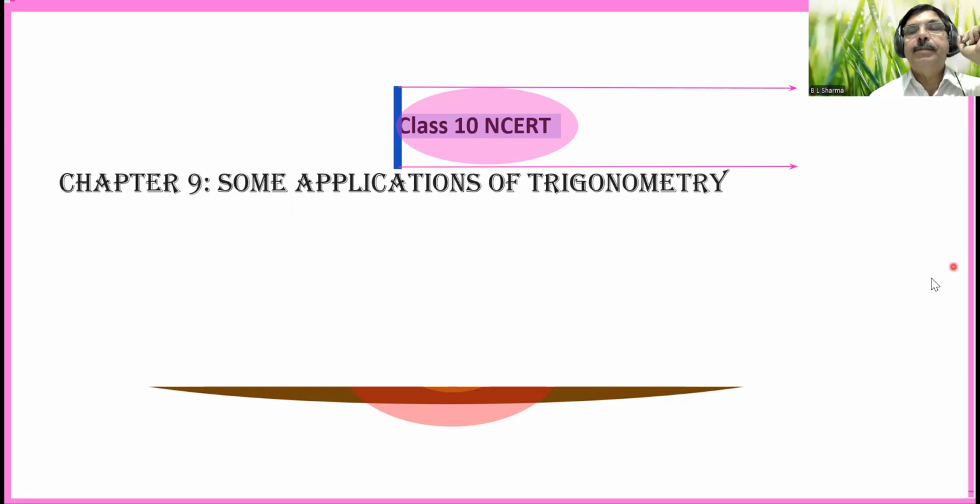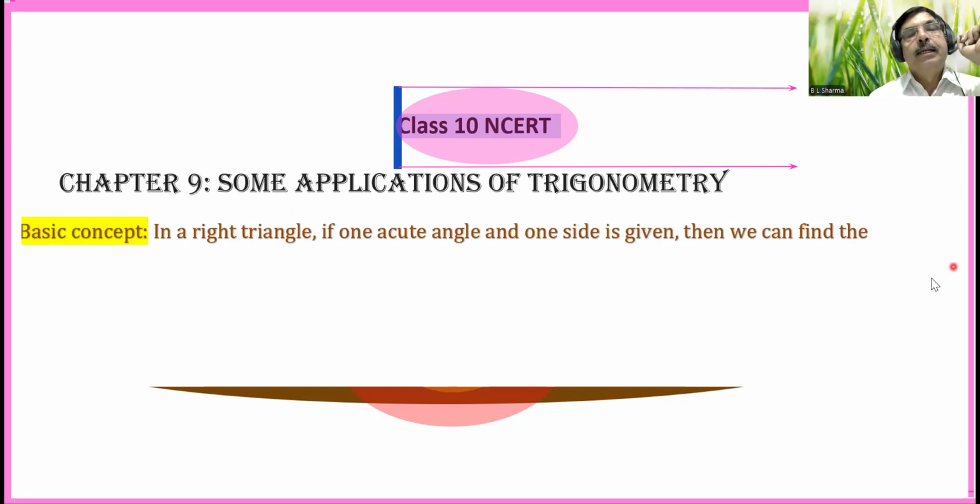The basic concept is, in a right angle triangle, if one acute angle and one side is given, then we can find the remaining two sides by the help of T ratios.